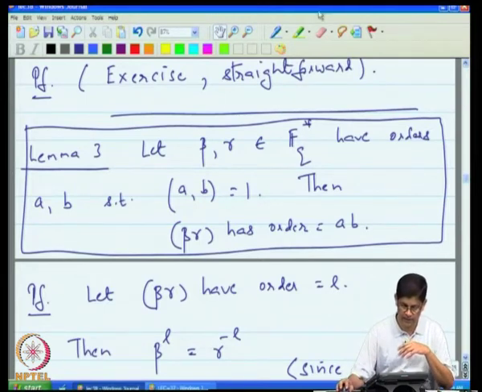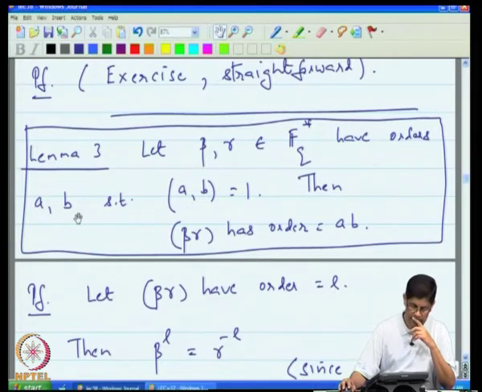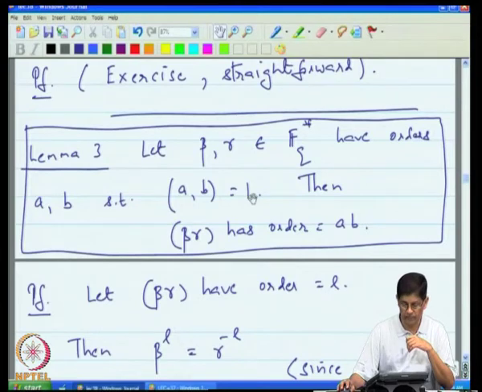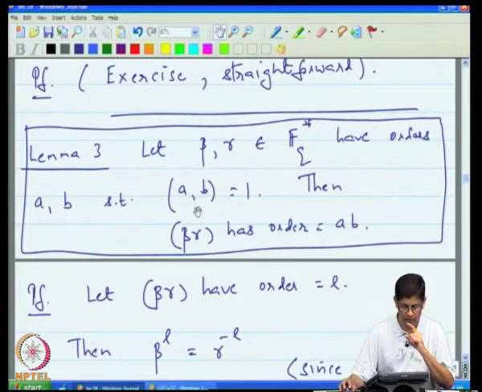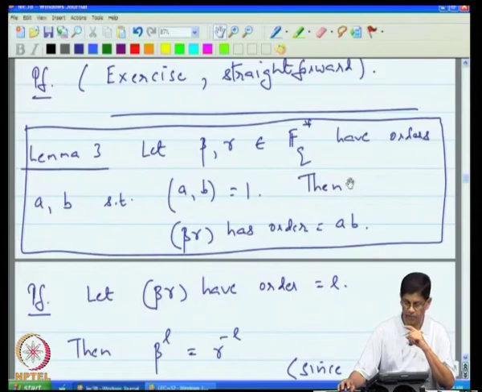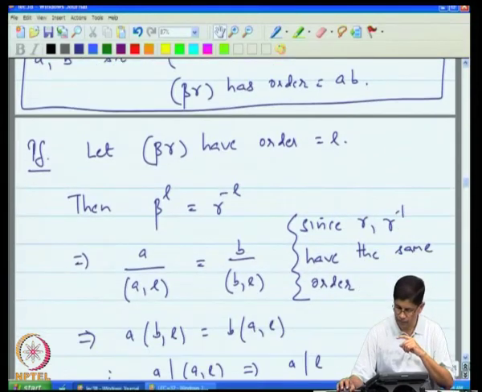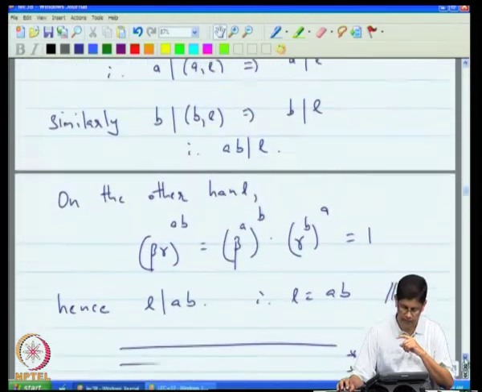Okay. So let us just try to focus on understanding what this lemma says. It says, take two non-zero elements and let us say that their orders are a and b, such that a and b are relatively prime. Then it is saying that the product of the two elements has order equal to the product of the two orders. But the key point is that the two orders are relatively prime. Okay. How do you use that?